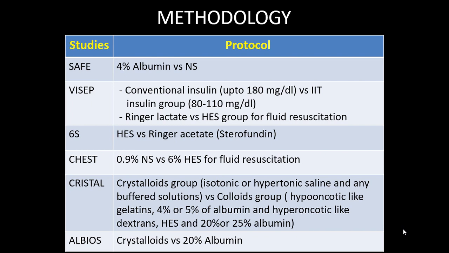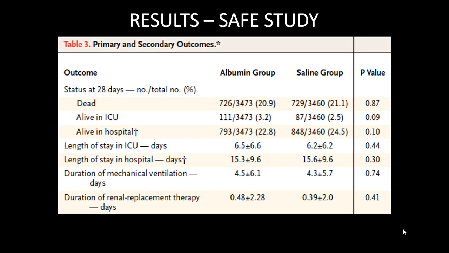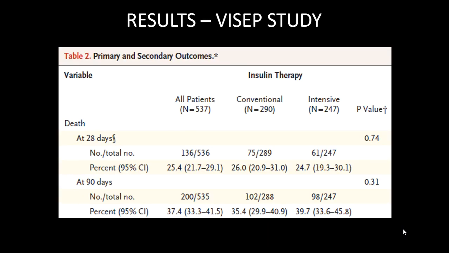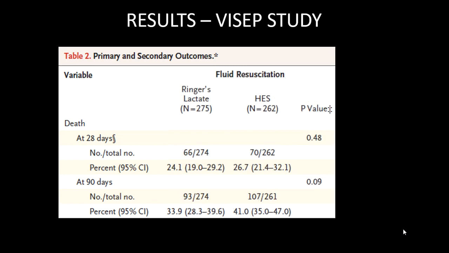So this was the methodology of all these six important trials. If I look at the primary outcome in the SAFE trial, the death was similar, there was no statistical significance anywhere, 0.87, 0.09, 0.10, so it was more or less similar. In the VISEP trial, again the death was similar, and this was about insulin therapy. There was no extra death with intensive insulin therapy versus conventional insulin therapy. The only problem was an increased incidence of hypoglycemia in the intensive group.